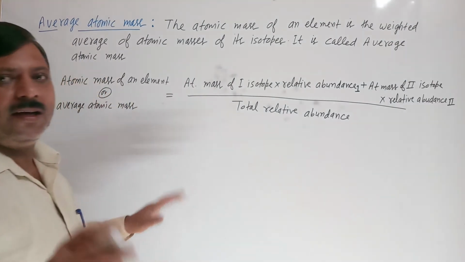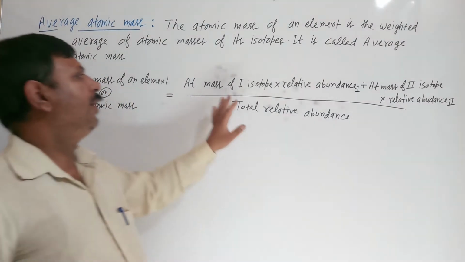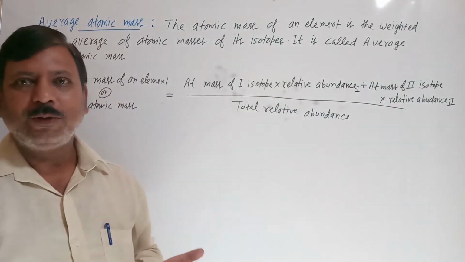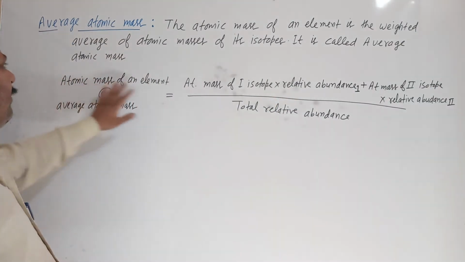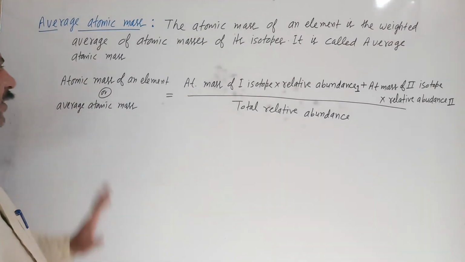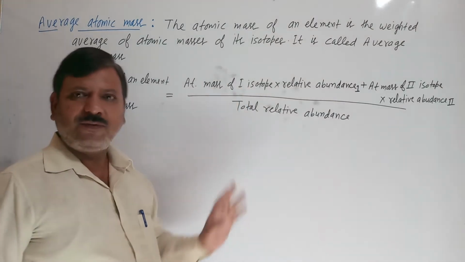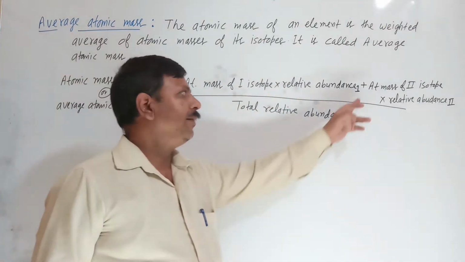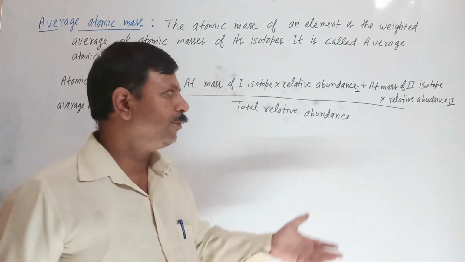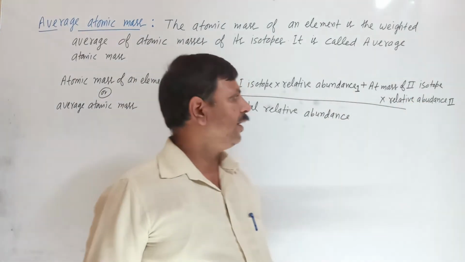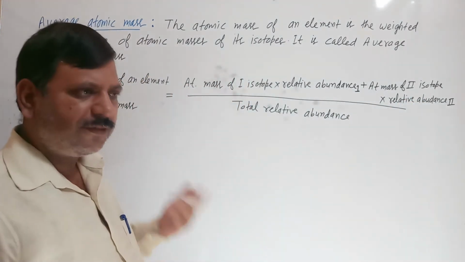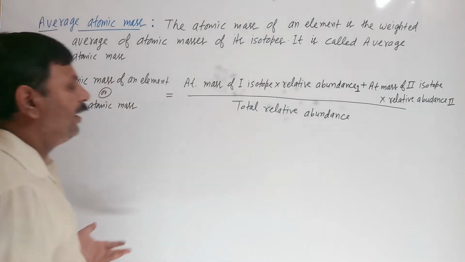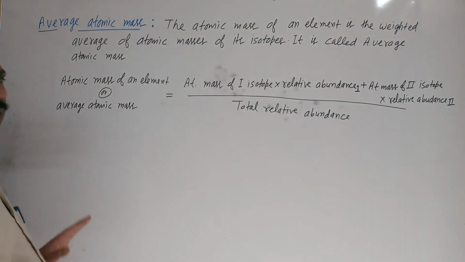So see how we are saying, suppose there are two isotopes and their relative evidence. What happens? Atomic mass of an element or average atomic mass is the atomic mass of first isotope multiplied by relative evidence plus atomic mass of second isotope multiplied by relative evidence of second, divided by total relative evidence. That is called atomic mass.